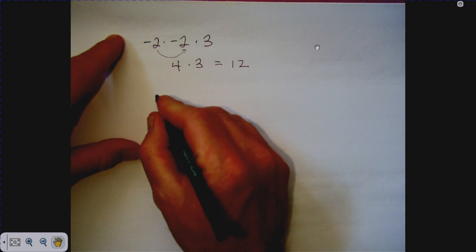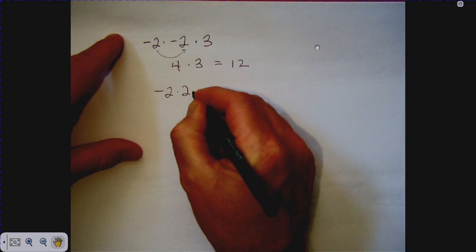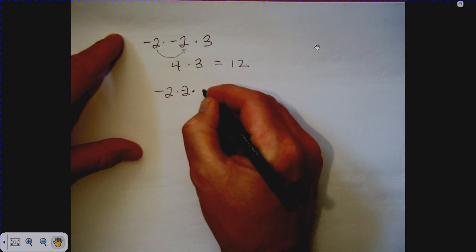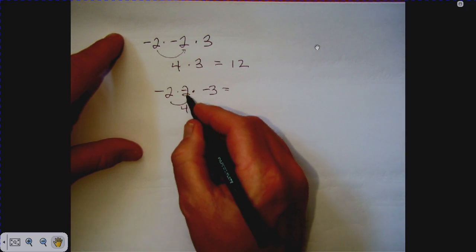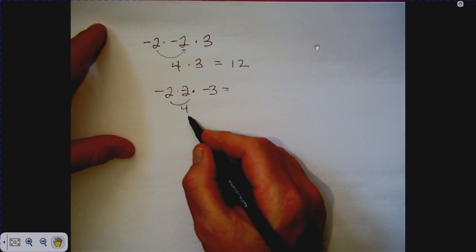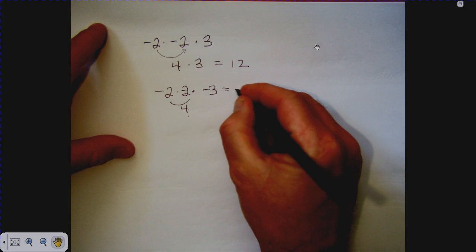But let's do another one. Let's say I have negative 2 times negative 2 times negative 3. Well, I would go 4, because negative 2 times negative 2 is 4. The signs are the same. And then I have 4 times a negative 3, different signs now. My answer is going to be negative 12.